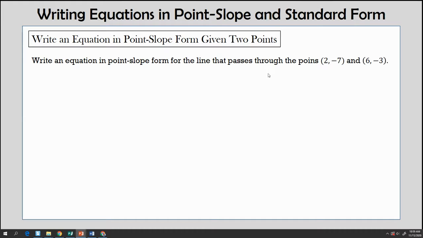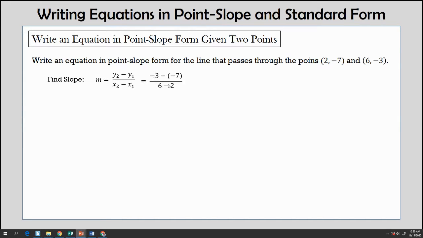Okay, so we know we need two things to write the equation in point slope form. We need a point the line goes through, and we need the slope of the line. So we got a couple points to choose from, but what we don't have is slope. So the first thing we'll do is find slope. Same way as we always do it. Difference in the y's over difference in the x's.